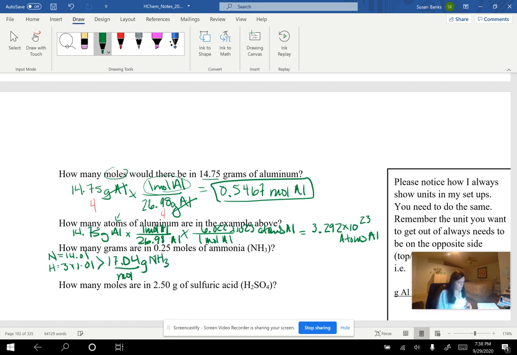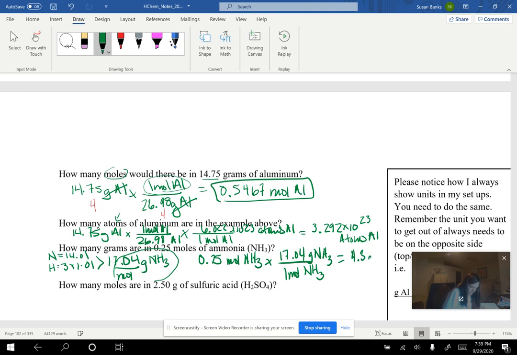Okay, so we're going to use that conversion. We're going to start with the number that's given to me in this problem, 0.25 moles of ammonia. I want my moles to cancel, so I'm going to put the moles of this conversion factor that I just figured out on the bottom. So in 1 mole of ammonia, I have 17.04 grams of ammonia. When I take 0.25, which only gives me 2 sig figs, times 17.04, it will round to 4.3 grams of ammonia.